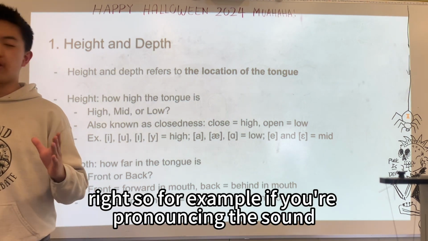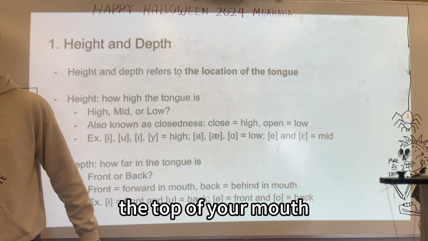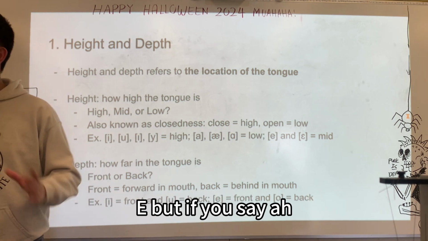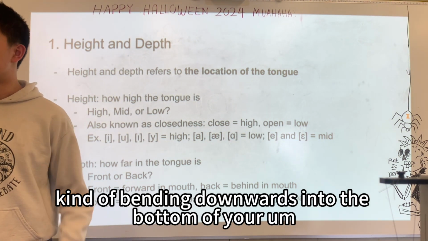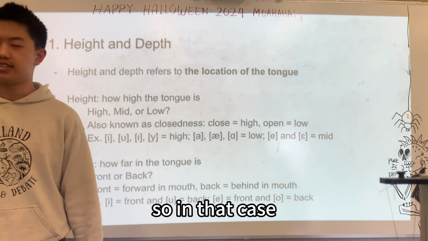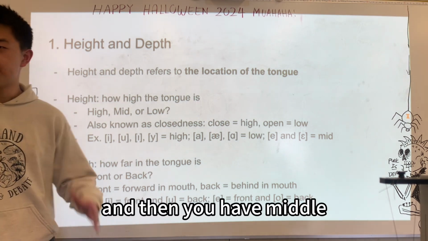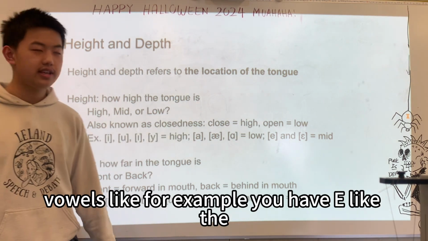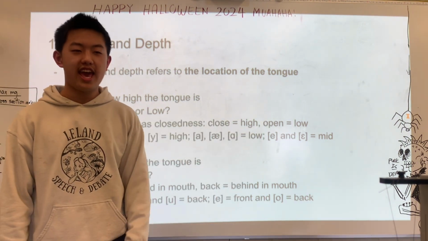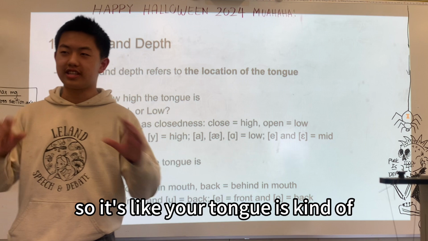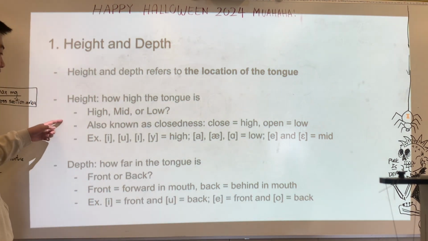For example, if you're pronouncing the sound E, you can feel your tongue is very close to the top of your mouth, right? But if you say ah, your tongue is bending downwards into the bottom of your mouth, right? So in that case, it is low. And then you have middle vowels, like for example, this looks like an E in English, but it's A, and this is E, right? So it's like your tongue's kind of suspended in the middle of your mouth. So that's high, mid, and low.